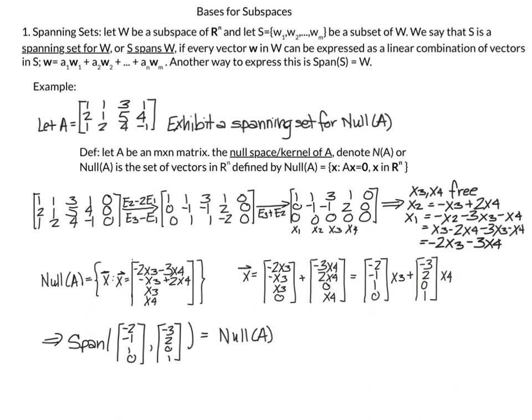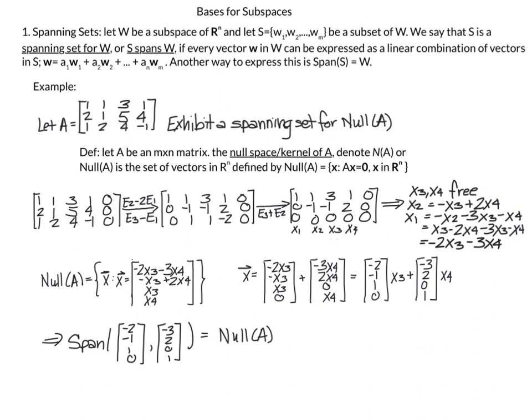So this means my solution space, or the null space of A, is going to be spanned by these two vectors here, my negative 2, negative 1, 1, 0, and negative 3, 2, 0, 1. Again, the span of these two vectors is equal to the null space of A.